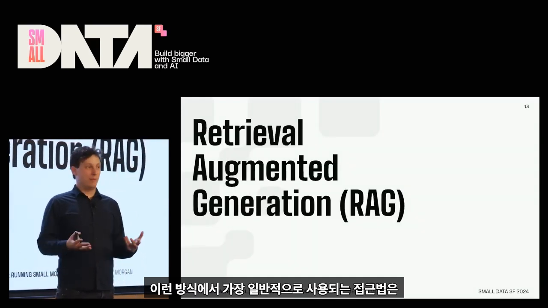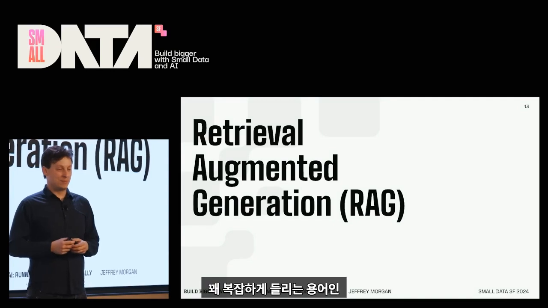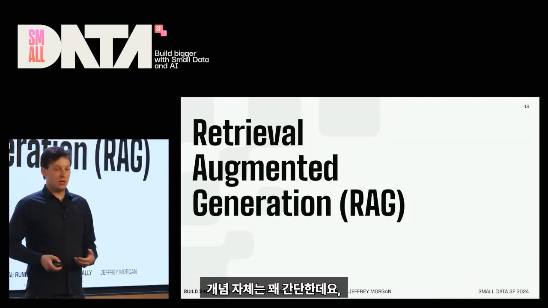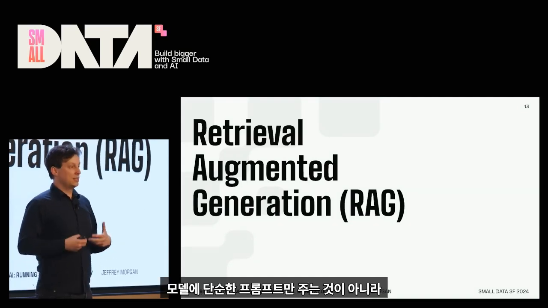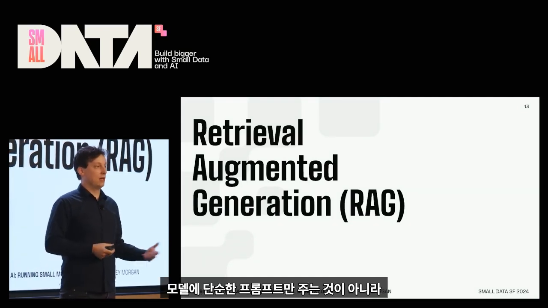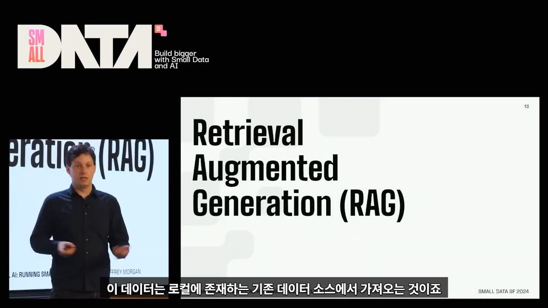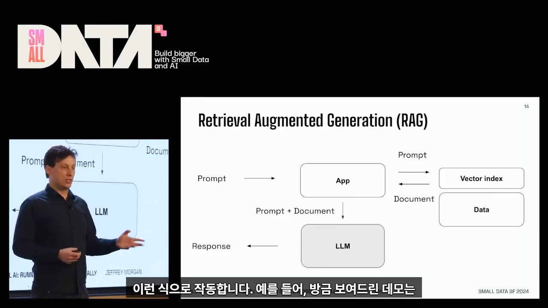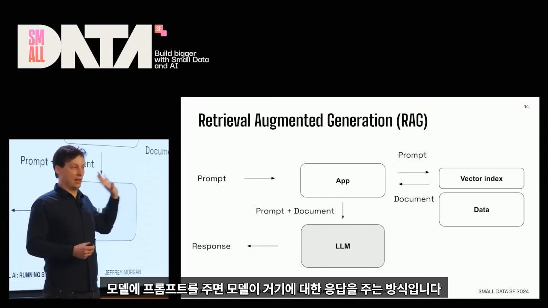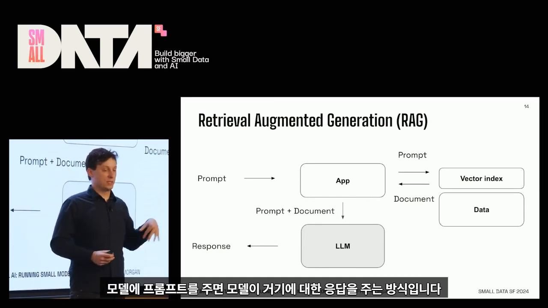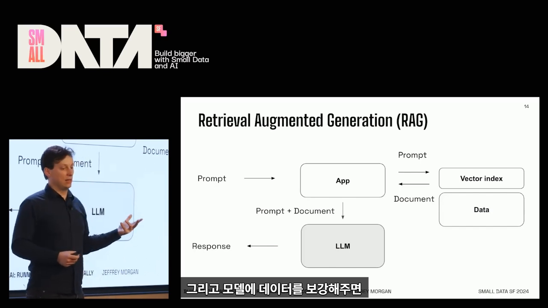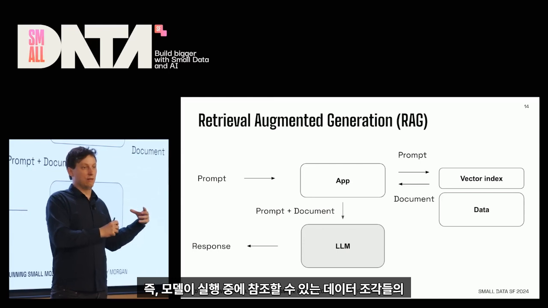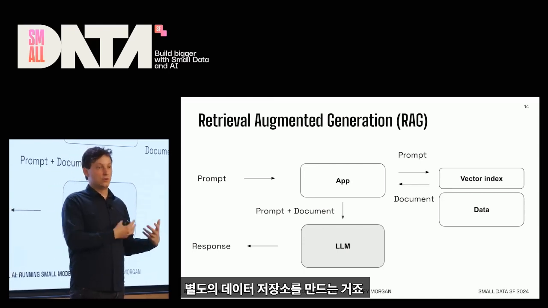The most common approach we see for this is this pretty complicated term called Retrieval-Augmented Generation, or RAG, which ultimately has a pretty simple idea, which is instead of just giving a model a simple prompt, augment that prompt with some real data that comes from an existing data source locally. At a high level, what we just showed is the left-hand side of this, which is, hey, I give the model a prompt, and then it gives me back a response. And by augmenting the model with data, you're building up this vector store, this separate data store of snippets of data that the model can use at runtime.